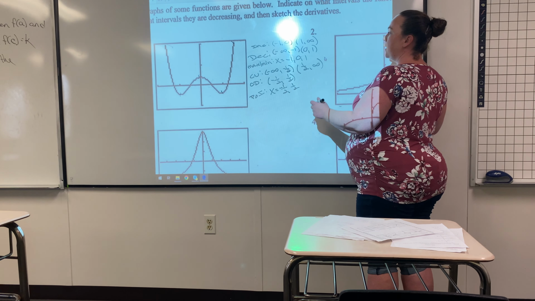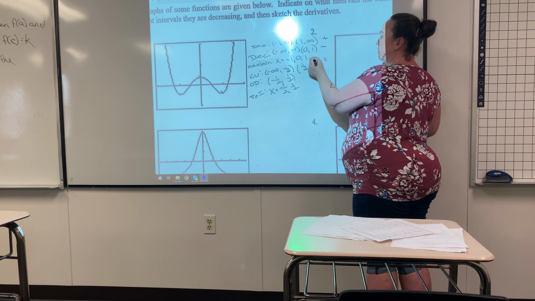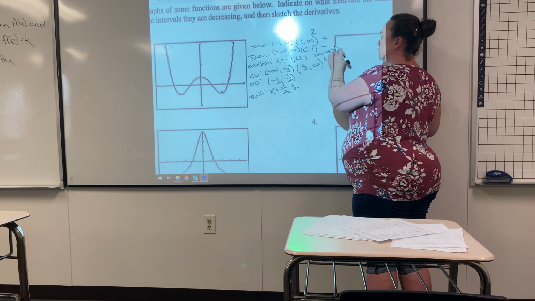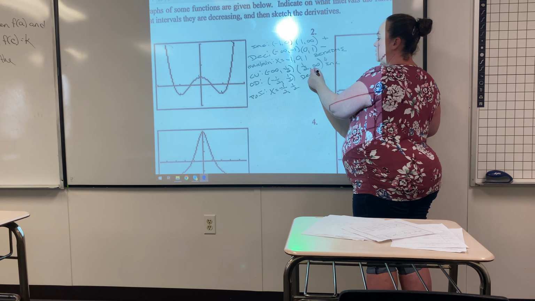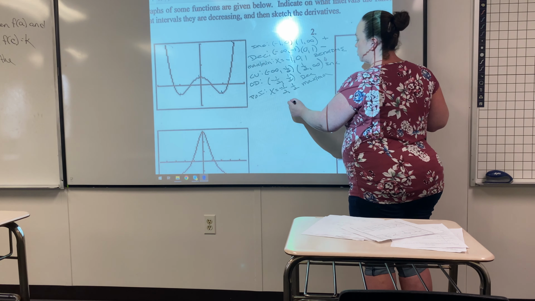So then you need to know how that translates. So then here's where it's got to be positive, negative, 0 or does not exist, increasing, decreasing, maxes and mins. And you just have to make a picture that does that.